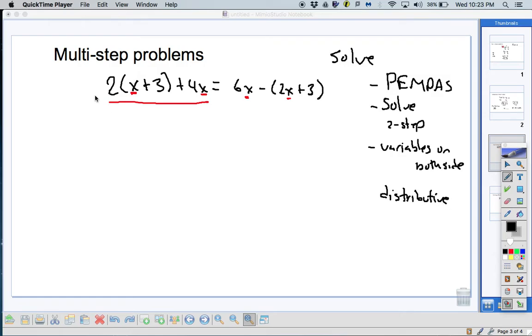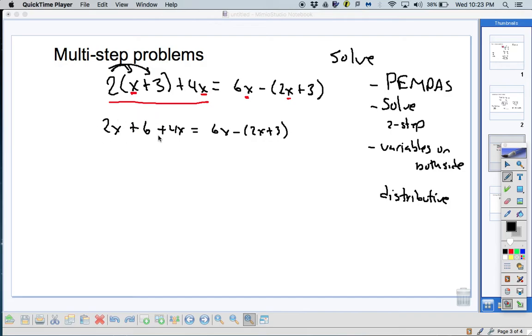The distributive property says that when I have a number outside, I can multiply that number, or distribute it, to everything inside, and that's what we're going to do here. So we're going to take this number 2 and distribute it to both the x and the 3. Through multiplication, 2 times x is 2x, and 2 times 3 is positive 6. The rest of this has nothing to do with the distributive property, so we're just going to copy. So I got plus 4x equals 6x minus 2x plus 3. Just simply copying down everything that's there.